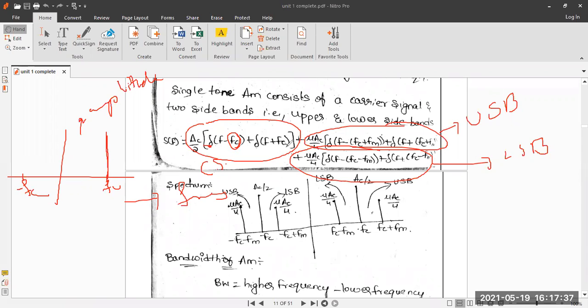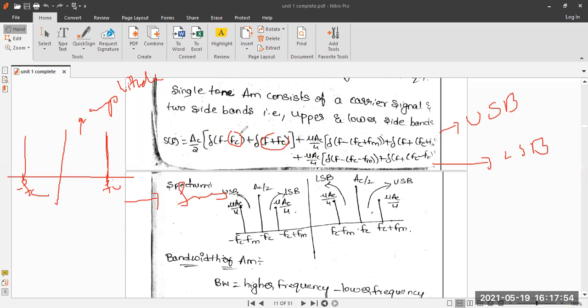Next, here minus fc, right? So at minus fc, one impulse. Okay, so we draw this. At fc we are getting an impulse function, at minus fc we are getting one impulse function. Next, for USB, we have to draw. See here, we are getting an impulse function at where? At Fc plus Fm.